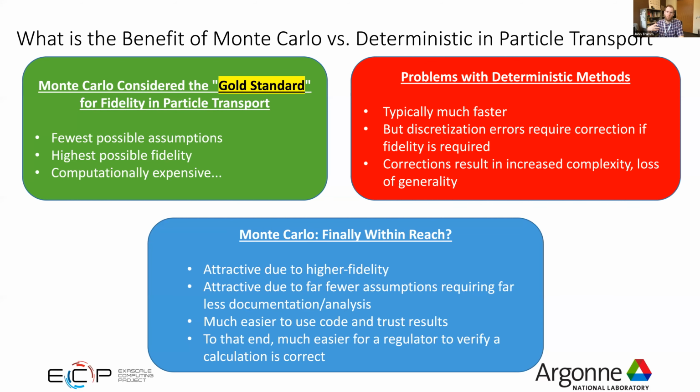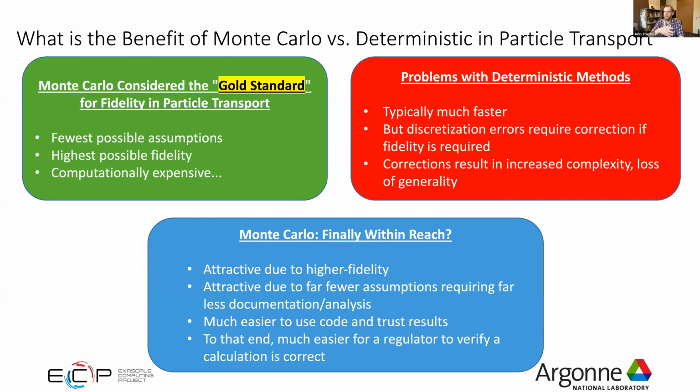So why is Monte Carlo so attractive? It's thought of as a gold standard. It's so high fidelity. Deterministic methods, while you can design reactors with them, require you to apply a million tiny correction factors, and that blows up the complexity of your code and the number of assumptions you have to make. It means you're not going to be able to apply that code to other sorts of problems, so you end up with a very narrow design space.